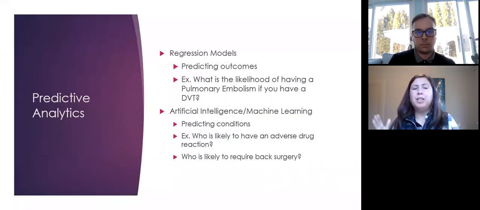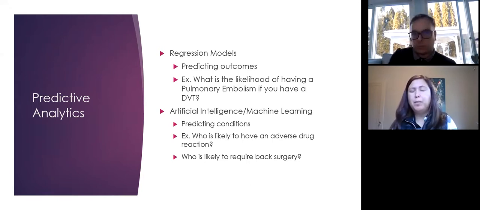When I talk about predictive analytics, I want to get a little bit more specific because there are 2 major bins, and one is regression models. These are used to predict values or to predict outcomes. One example is, what is the likelihood of having a pulmonary embolism if you have a DVT? This is a logistic regression model that I have helped design in the past.